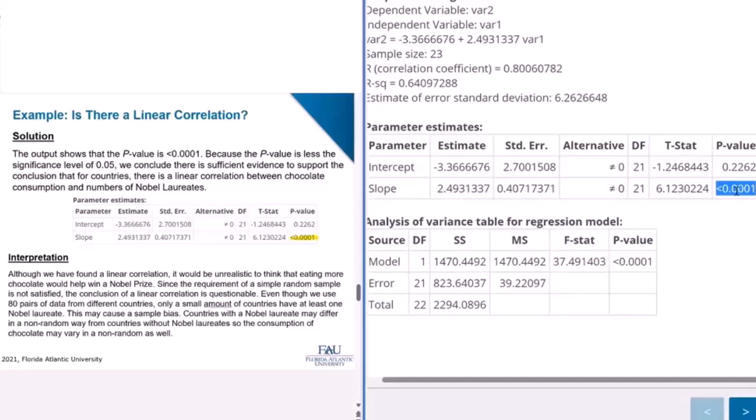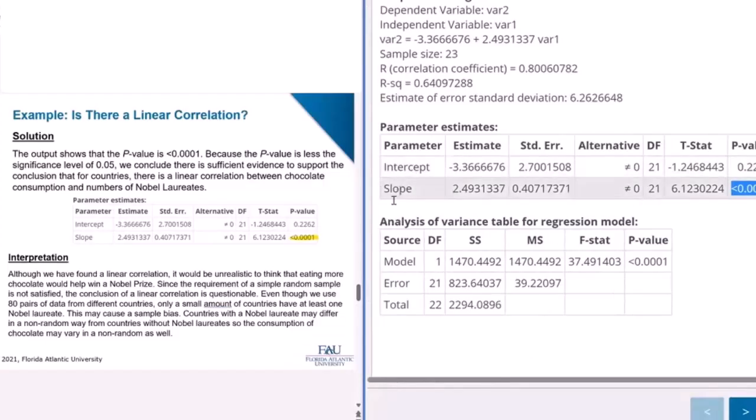That's a small p-value. We can conclude there is sufficient evidence to support the conclusion that for countries, there is a linear correlation between chocolate consumption and number of Nobel laureates. Our interpretation: although we have found a linear correlation, it would be unrealistic to think that eating more chocolate would help win a Nobel Prize. Since the requirement of a simple random sample is not satisfied, the conclusion of a linear correlation is questionable.